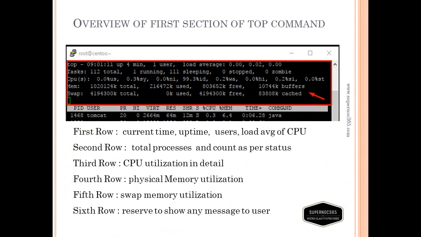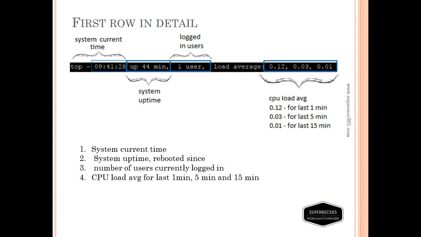This is the overview of the first section of the top command, where we can get lots of system information like system current time, uptime, users logged in, CPU average load, process information, CPU and memory utilization along with swap memory. Let's see in brief. The first row shows the current time of the server, uptime, currently logged in users, and the current average of CPU load for the last 1 minute, 5 minutes, and 15 minutes.